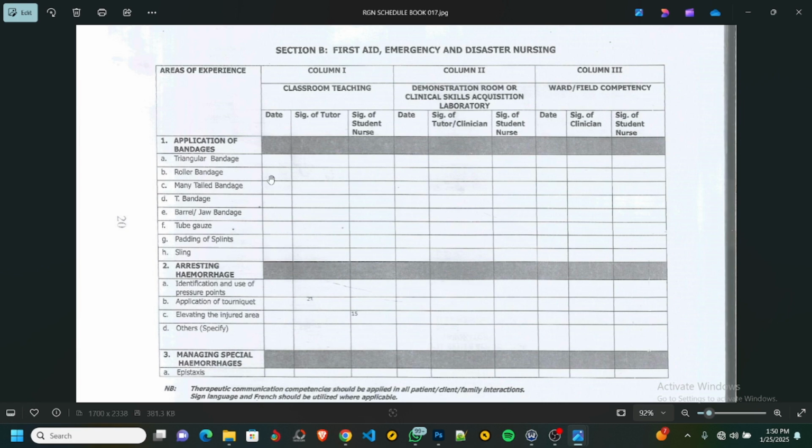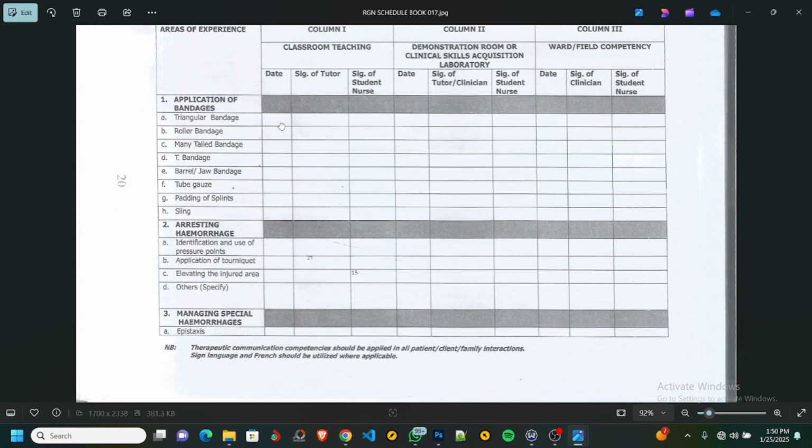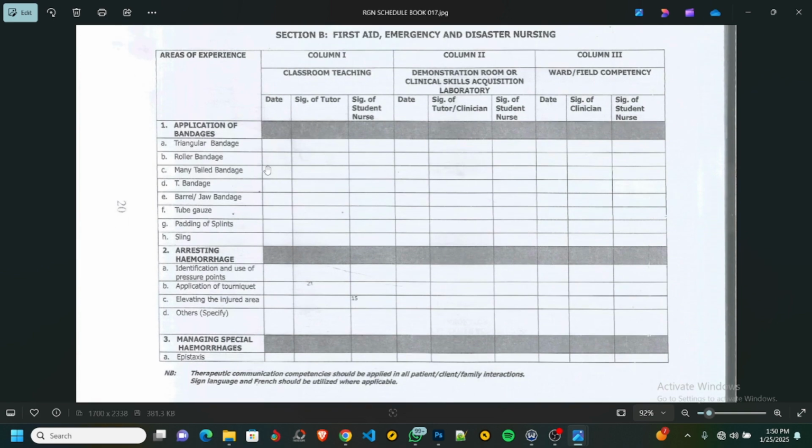Sometimes we cover all of them in a particular day, so a date can be written across, and then that is it. But if some were taught in a particular day, you write for those ones, and then the rest that were taught in another day, you also write the date for it. Then the tutor will sign as well, as I mentioned. You, the student, also make sure you sign. Then the same thing applies to the demonstration or the skills acquisition laboratory.